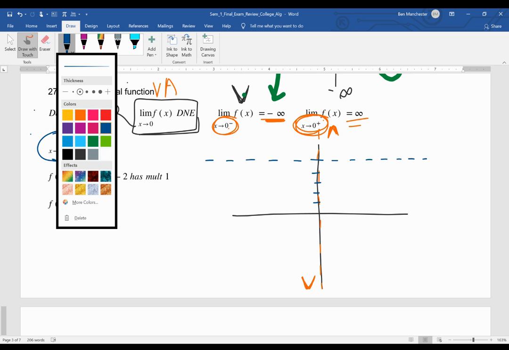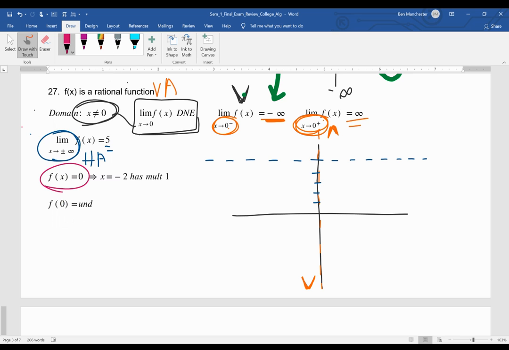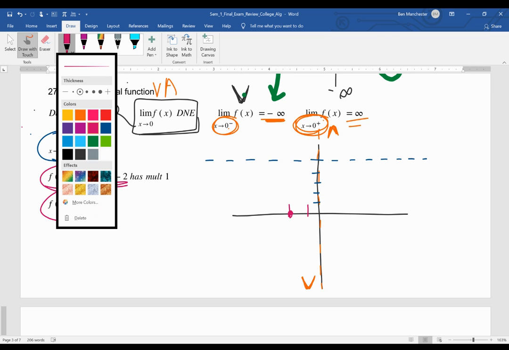Our next things are going to be your intercepts. So this is your x-intercept at negative 2. It crosses your x-axis only one time there, and it doesn't cross your y-axis at all, right? Because that's where your vertical asymptote is. It makes perfectly good sense.